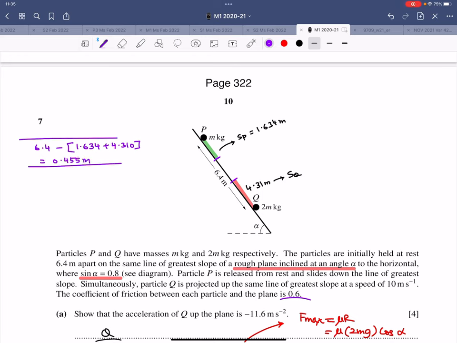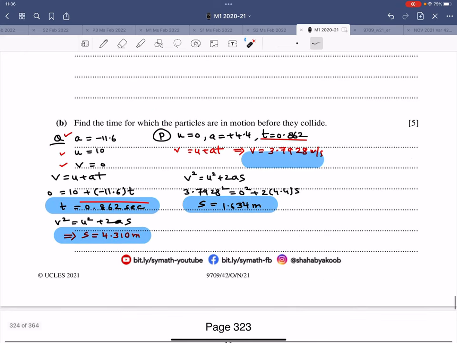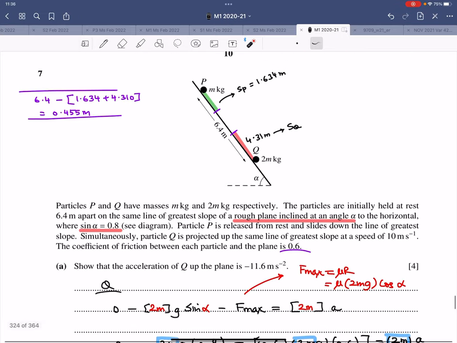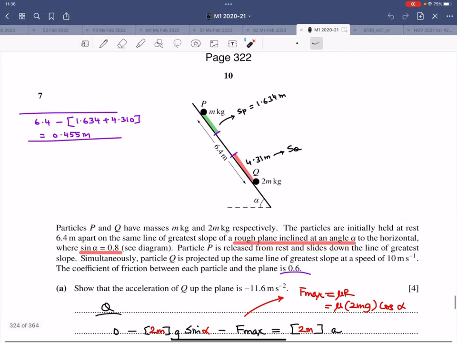Why? Because now the scenario is this particle has reached a velocity of 0 and it will go down. It will have some velocity, it will go down. What is the velocity at this instant? That is 3.7928. So this will be traveling down with 3.7928.